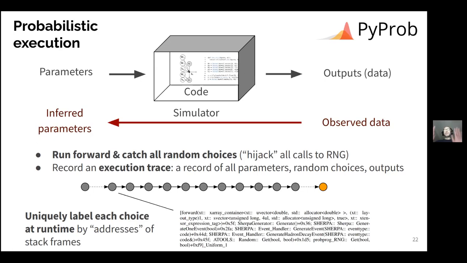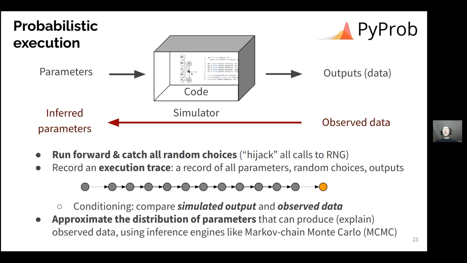But just remember there's a unique label we assign to each random number draw in the stochastic simulator, and these things correspond to prior distributions, and they correspond to random variables implicitly defined by the people who wrote the code base.